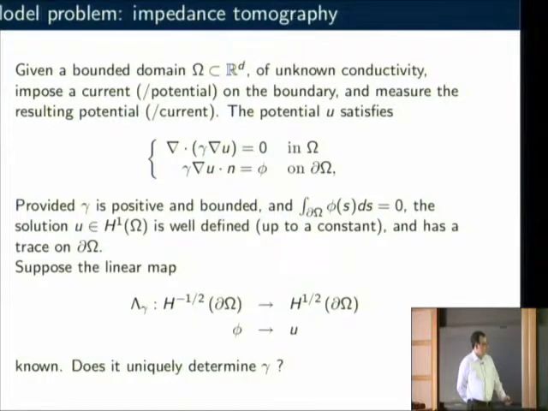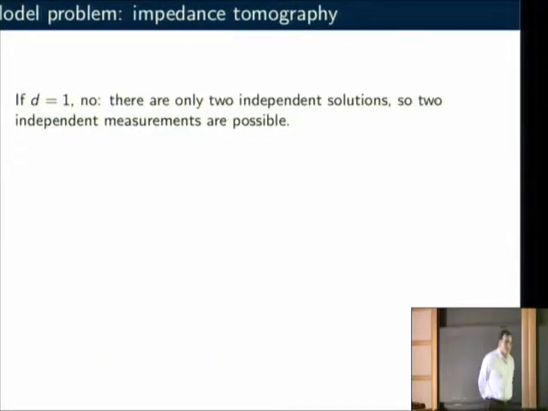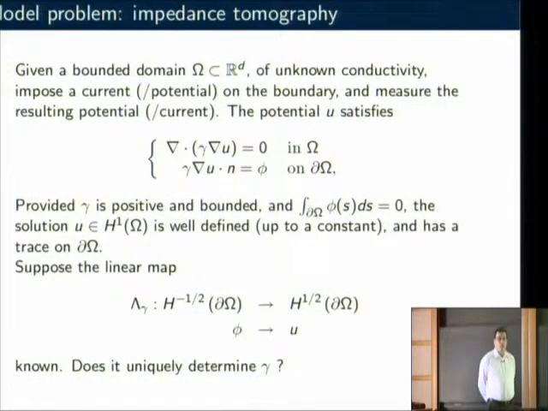Okay. So let's say you try to do it in 1D. And in 1D, the answer is no, because in 1D this is an ODE. You have two independent solutions, so you can make two measurements. With two measurements, you will never find a function on an interval. I mean, you find a constant of that function. Actually, you find the average of it, and that's it. So, no.